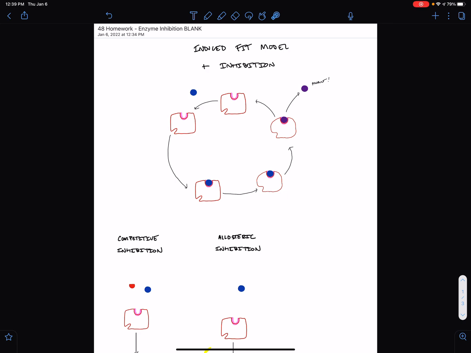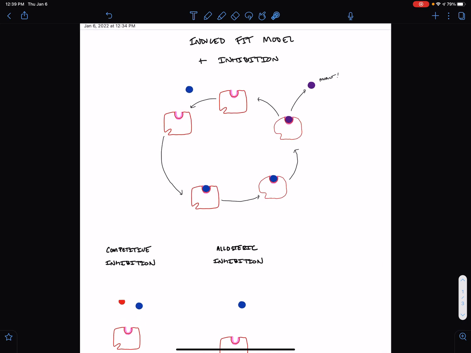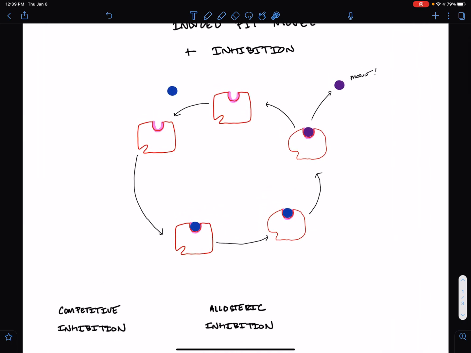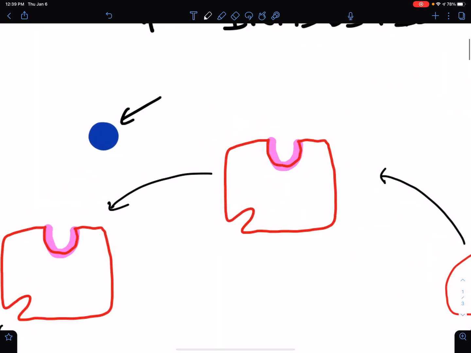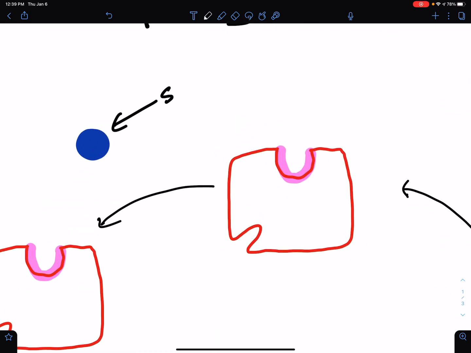We're going to be talking today about the induced fit model and inhibitors, things that block the induced fit model from taking place. Okay, so we talked two days ago in class about this induced fit model where we have a substrate right here. This is going to be our reactant.